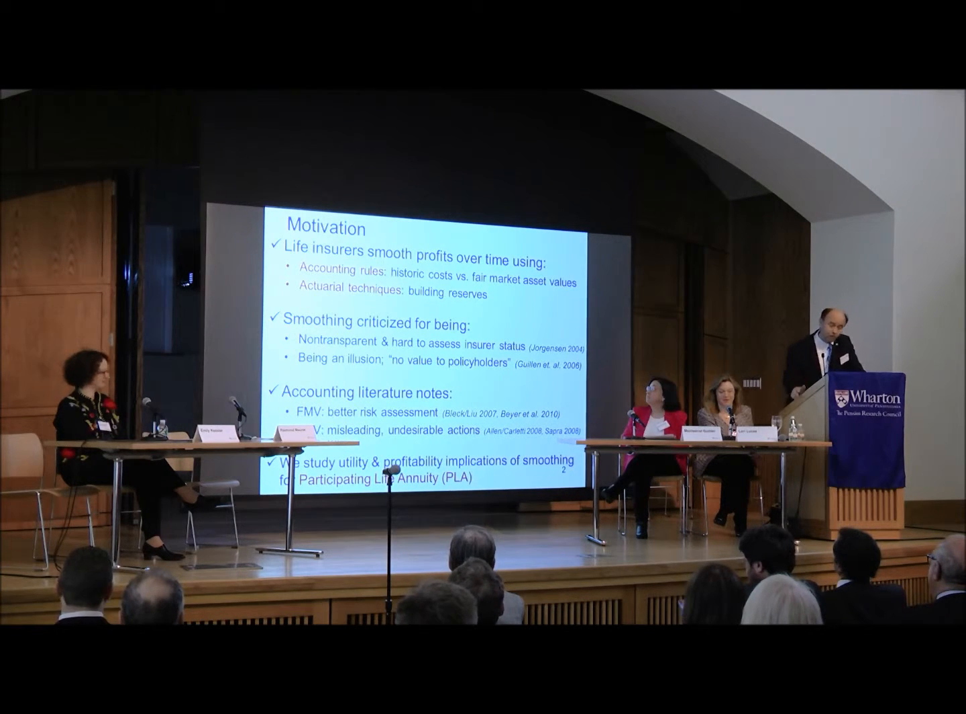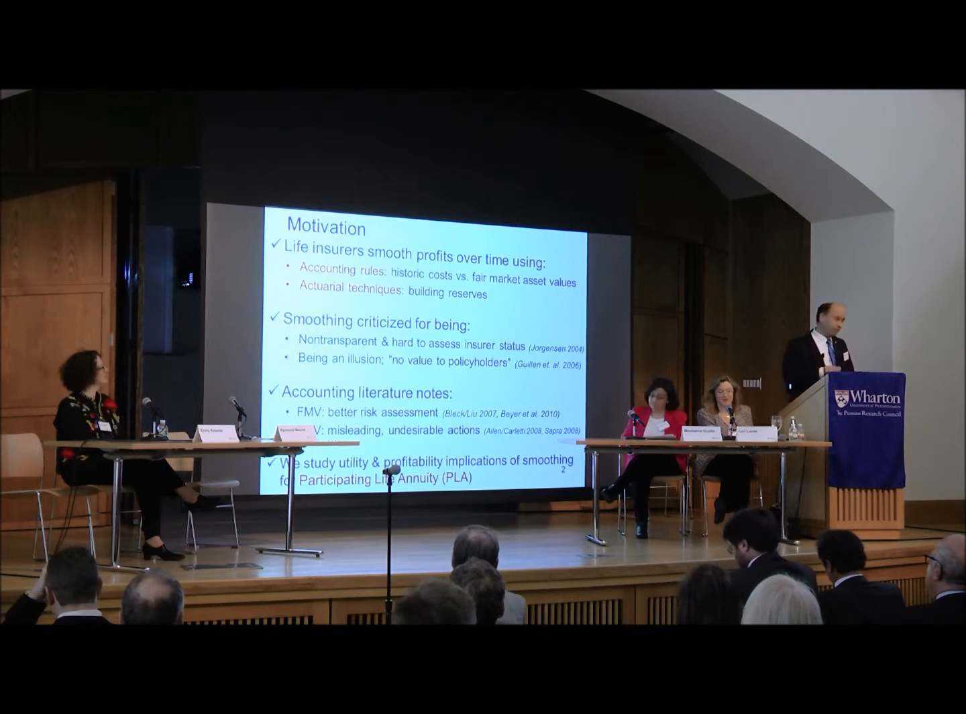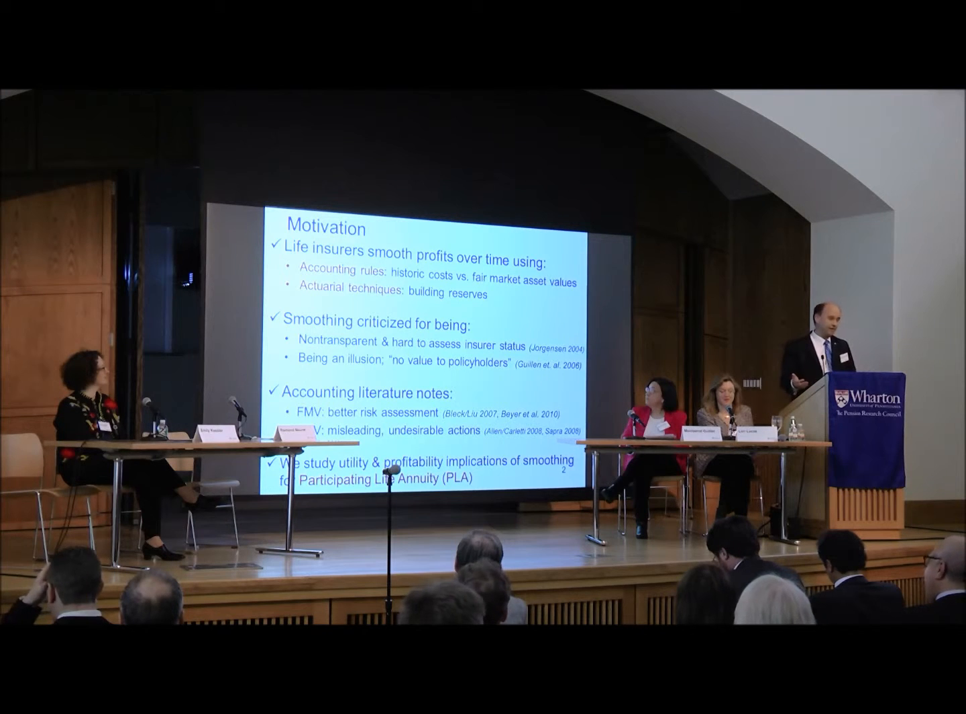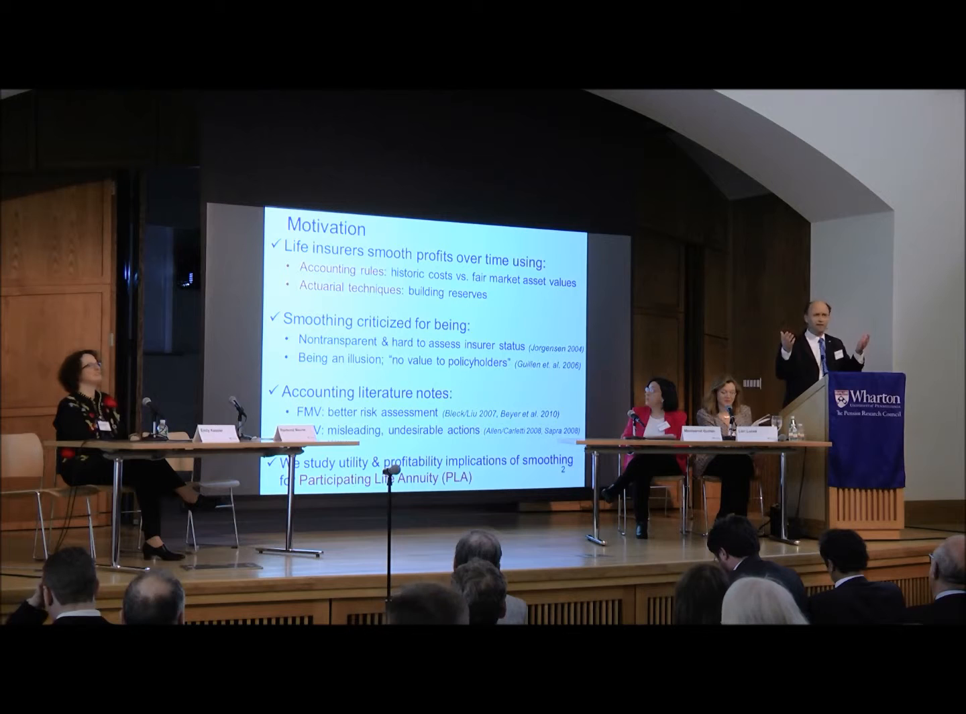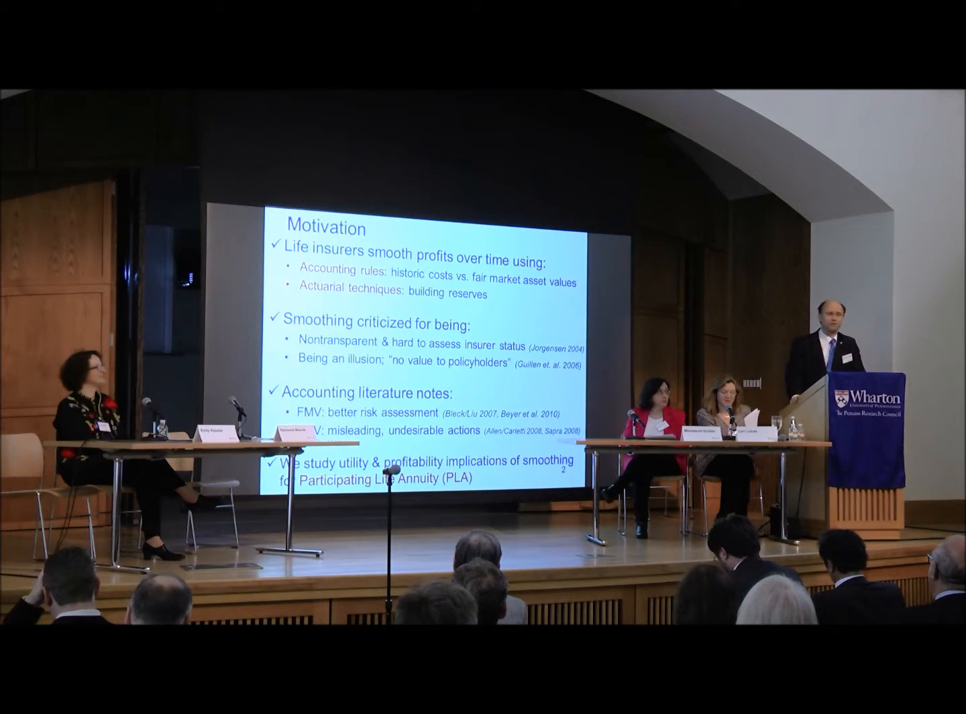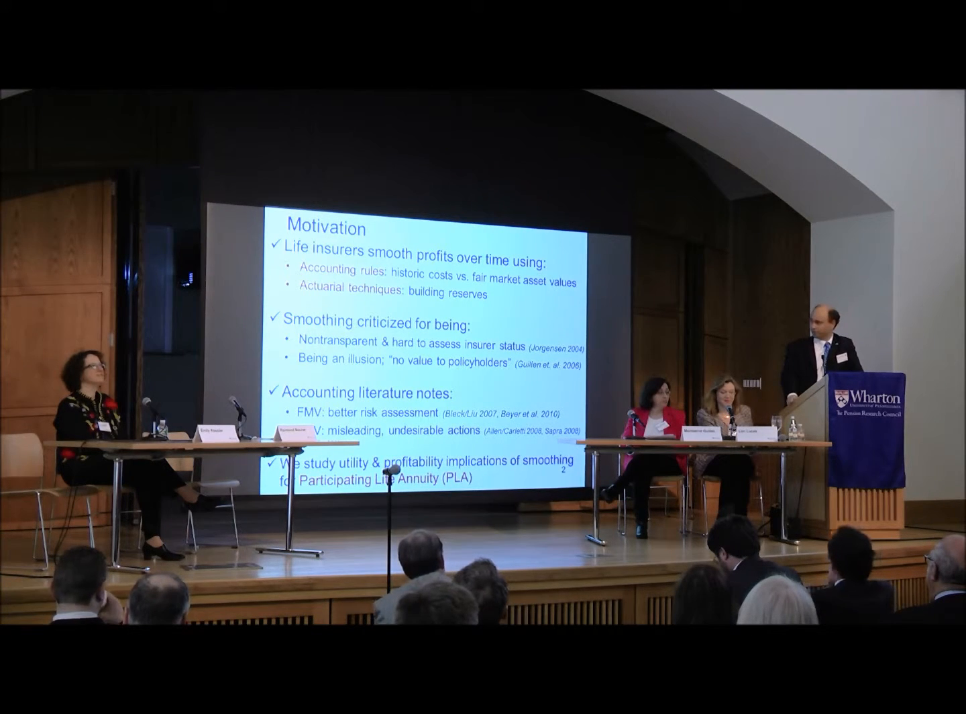The two most important components are the so-called historical cost evaluation of assets, or the mark-to-market, the so-called fair market evaluation of assets. That's one part. The other part is actuarial techniques. Actuaries like to build reserves. They really love to build reserves. They build them, and sometimes they draw them down, and with these kinds of reserves, they try to smooth again the profits of a life insurance company.